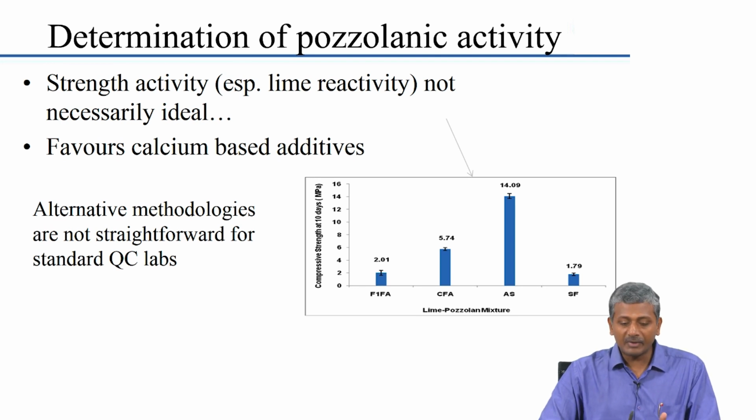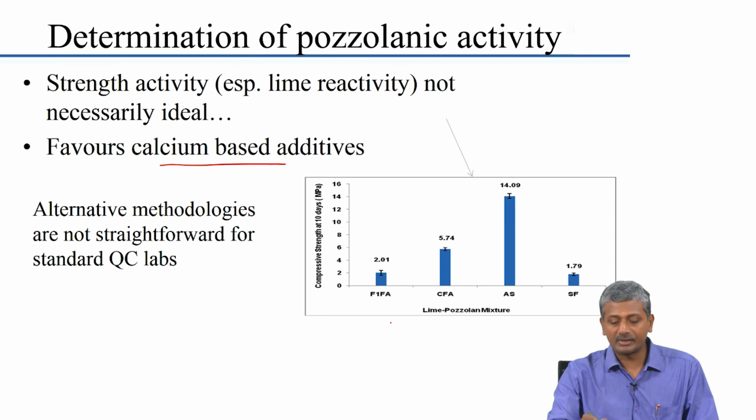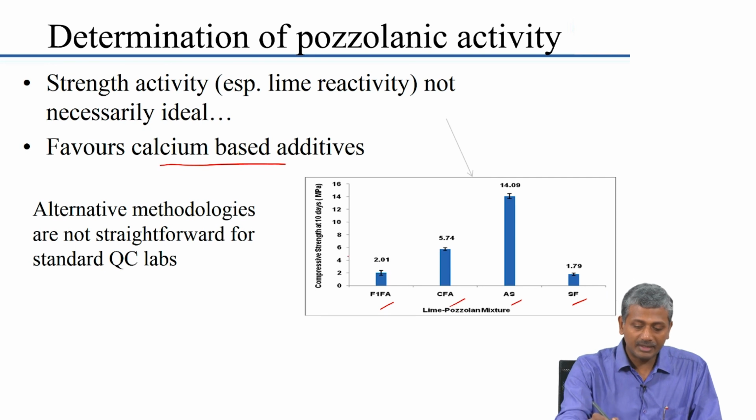Now, interestingly, lime reactivity test, that at least from our understanding in our lab, seems to be favoring the calcium based additives. Look at this result here. This is type F fly ash, that is type C fly ash, this is slag, and that is silica fume. Now, lime reactivity test has to be done for fly ash, and as per that, the minimum strength you expect from fly ash should be 4.5 megapascals.